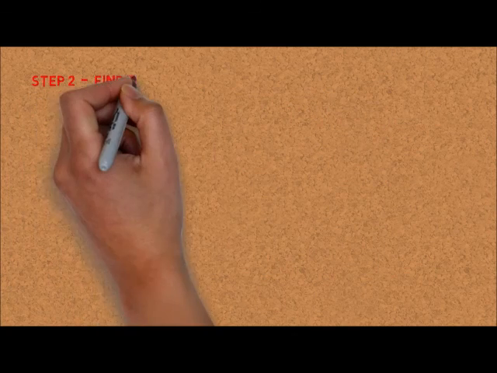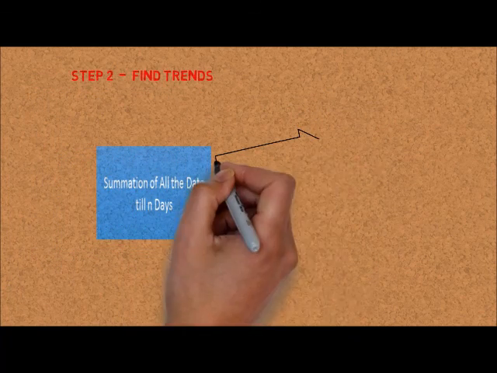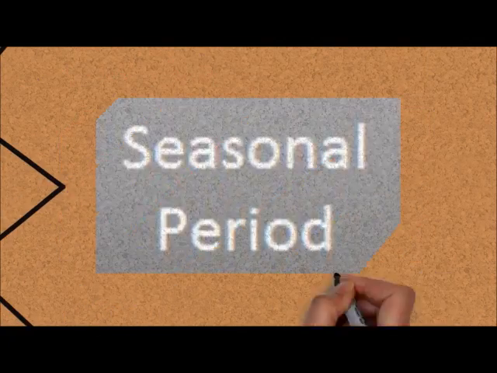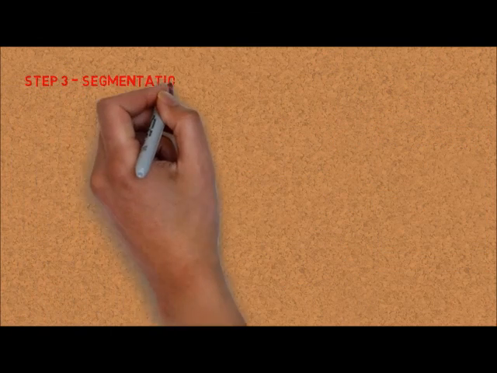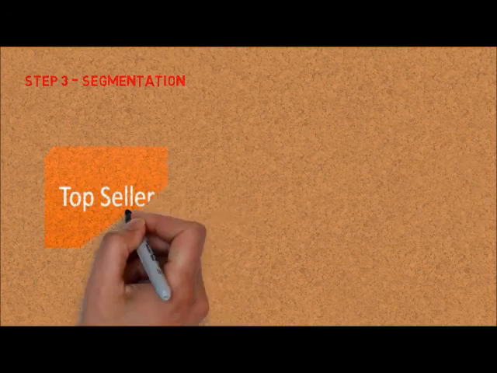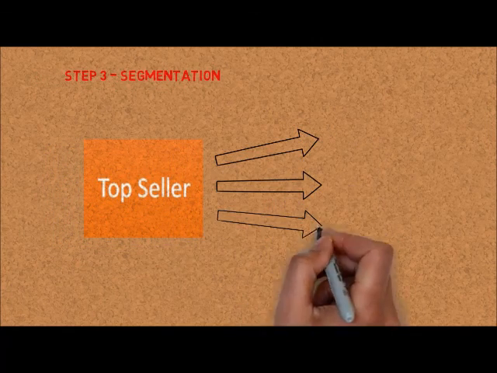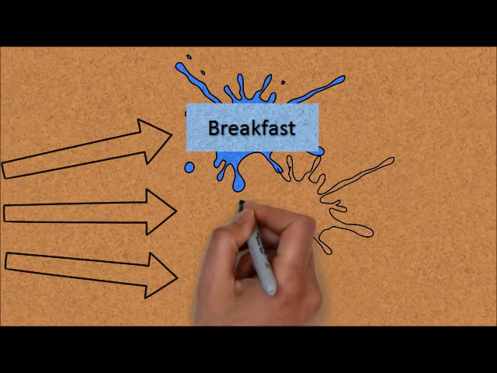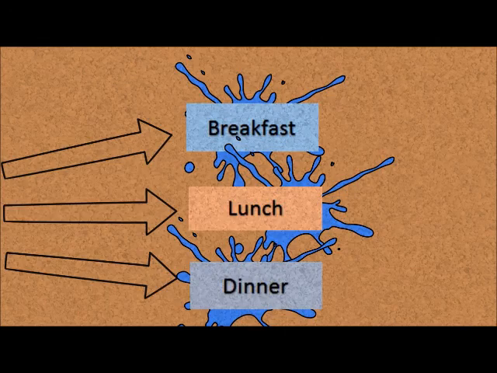Step 2. Finding trends. From the summation of the data for the year, we can derive different types of trends, for example, top sellers, seasonal period or order patterns. Step 3. Segmentation. From the trend analysis, we can further analyze by segmentating each trend. For example, the top seller could be segmented into 3 segments: breakfast, lunch and dinner. Each segment shows the data collected yearly.